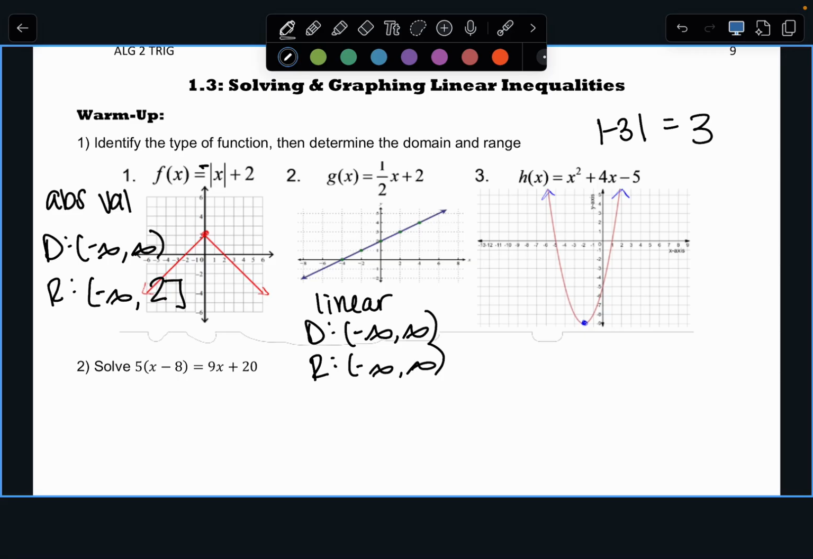Next one. Anyone remember how to classify this? Quadratic, because of that 2 in the exponent. So this is a quadratic. If we look at domain, starting at the far left, negative infinity. Do I have points over here? Yeah. How do we know? The arrow, perfect. Going all the way through to positive infinity. Do I have points over here? Yes. So my domain is negative infinity to positive infinity.